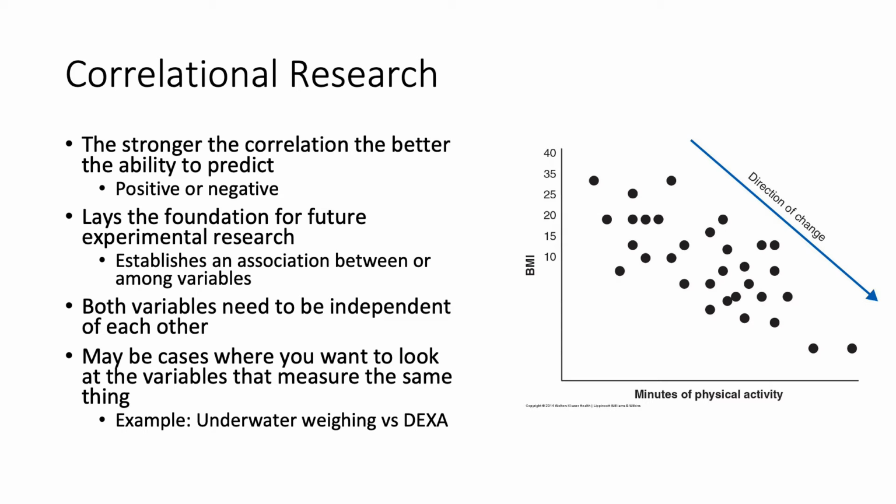But an important function of correlational research is that it lays the foundation for future experimental research by establishing an association between or among variables. So with our example, you can start plotting the variables on an XY graph. You can then determine the strength of the relationship between the variables by looking at the scatter of points on the graph. So if you see a pattern, some sort of relationship probably exists.